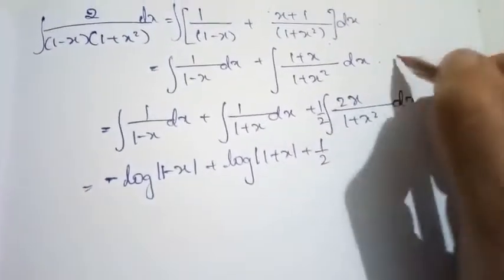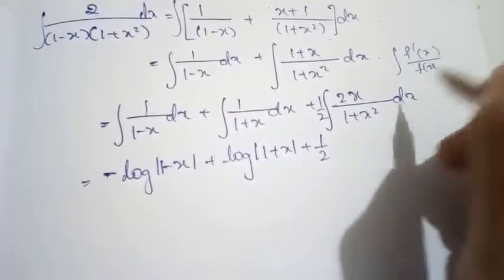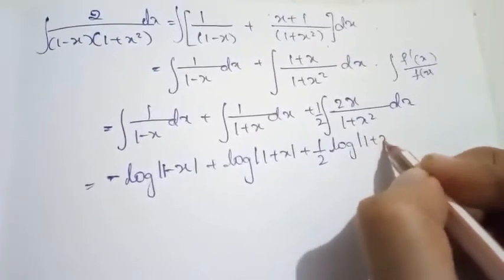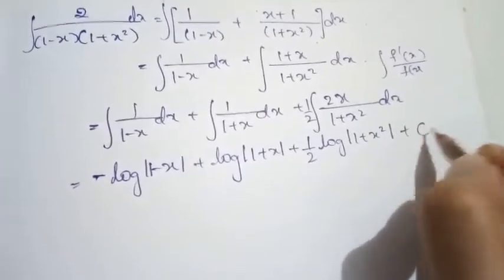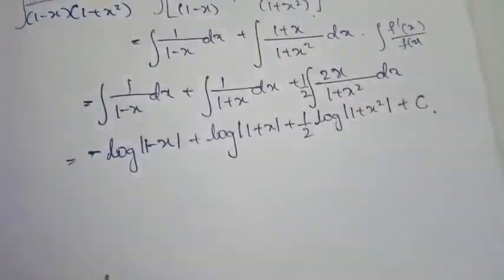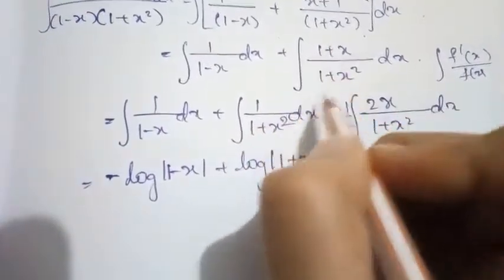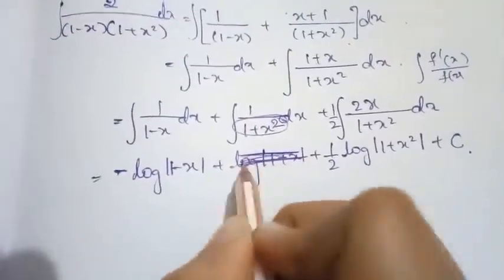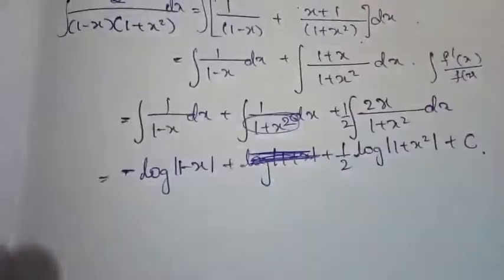Here it is in the form of integration of f dash of x divided by f of x. When it is in this form, it will be log of mod f of x, that is log of mod 1 plus x square plus c. Sorry guys, I have made one mistake here. By splitting the denominator we get 1 plus x square, so it is not log of mod 1 plus c. We have the integration of 1 divided by 1 plus x square.